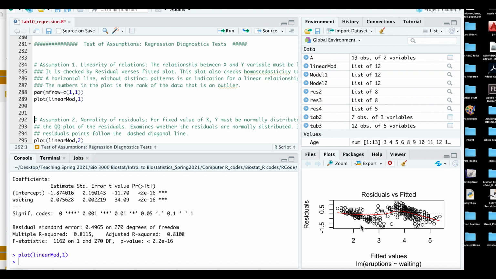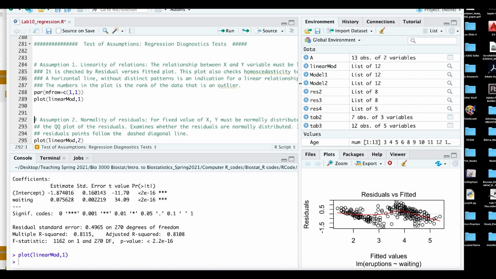You see that? This red line is almost close to the dotted gray line, right? If it is not linear, then the red line will be slightly increasing or slightly decreasing; it would follow a pattern. It is not following a pattern, so we are okay.